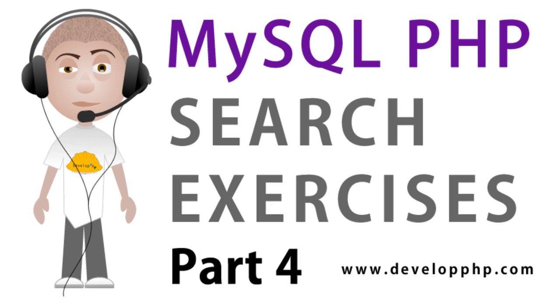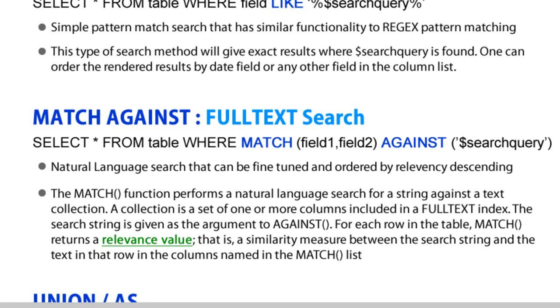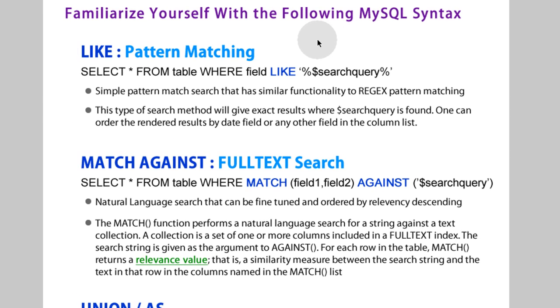In this lesson, you will learn to use the match and against syntax that we discussed in Part 3. But we have not shown that yet. What we showed in Part 3 was using the like syntax up here. Now we're going to show the full text search using match and against. And you can see right here, it orders by relevancy descending.